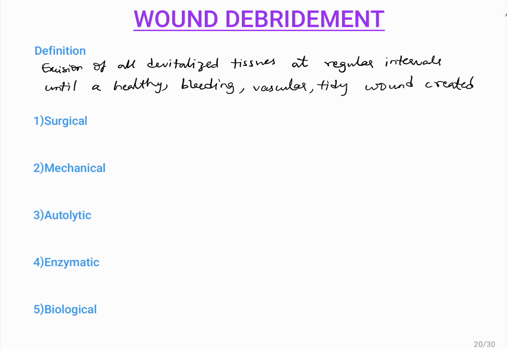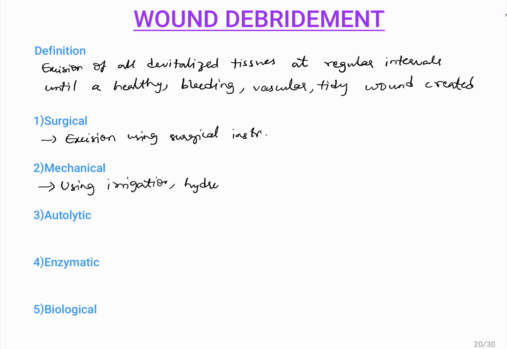Now let's see what are different types of wound debridements. The first being surgical, in which there will be excision of devitalized tissue using surgical instruments. Then comes mechanical debridement. Here the debridement is done using irrigation, that is hydrotherapy. In case of mechanical wound debridement, there will be excision of completely the viable as well as non-viable tissues.